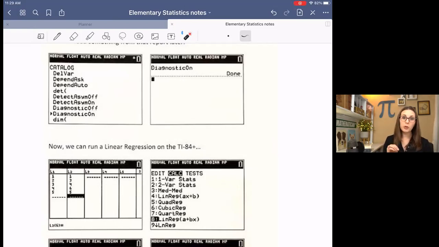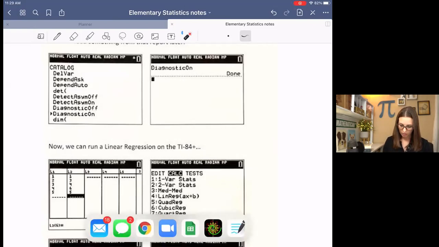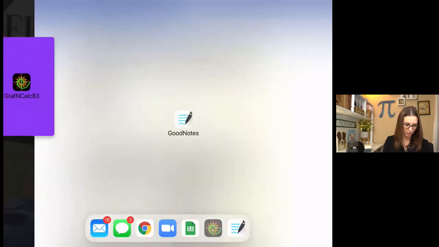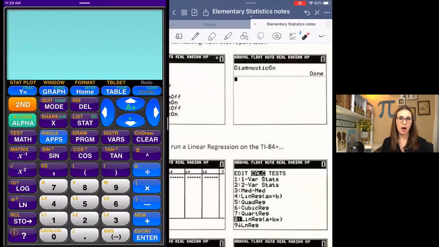So before you even start, you have to go into diagnostics, the catalog, and turn your diagnostics on. And I want to show you how to do that. This app is the Graph in Calc. It's just an app. It's free for now, at least.